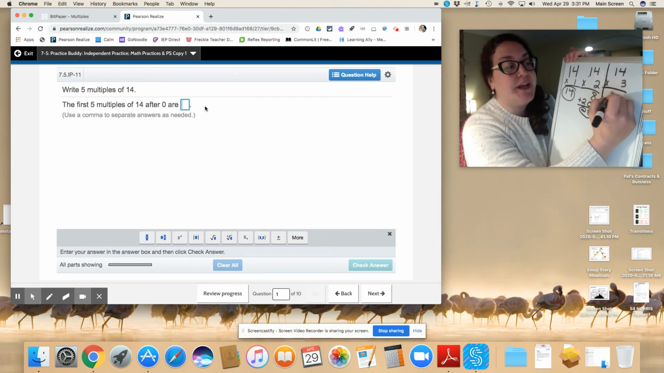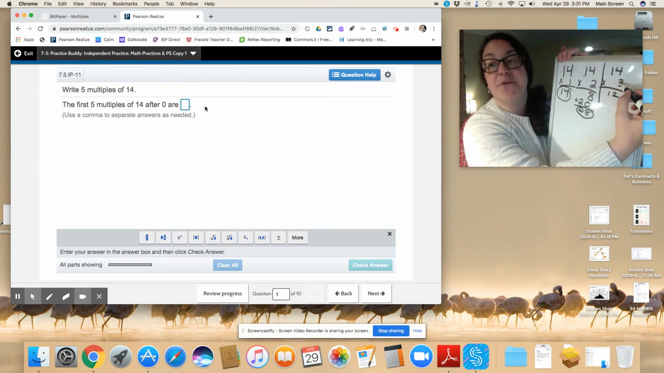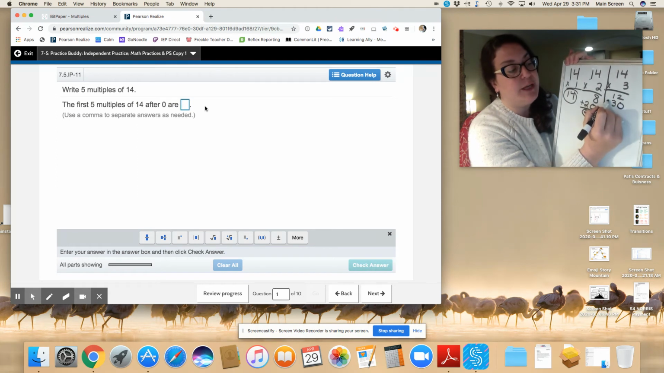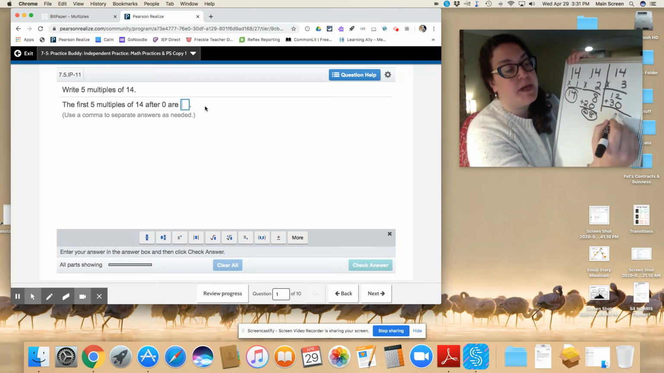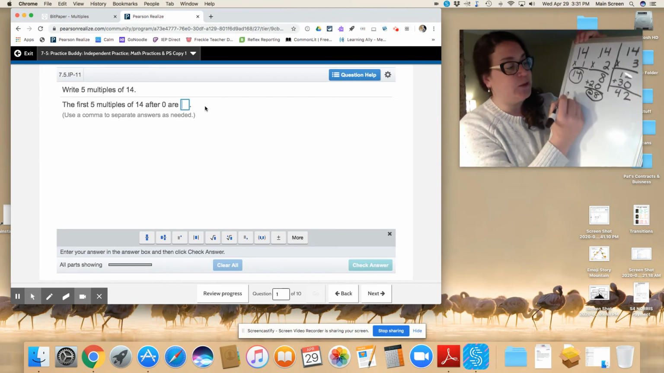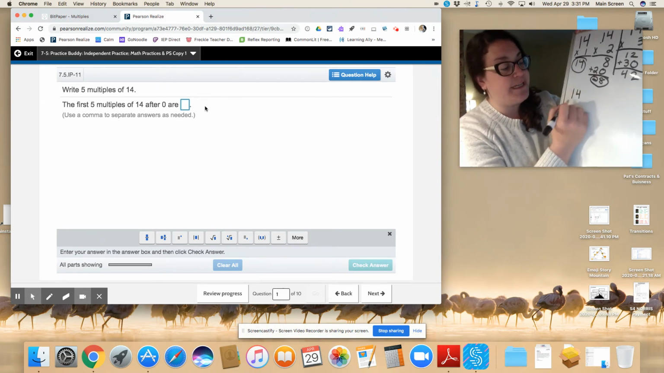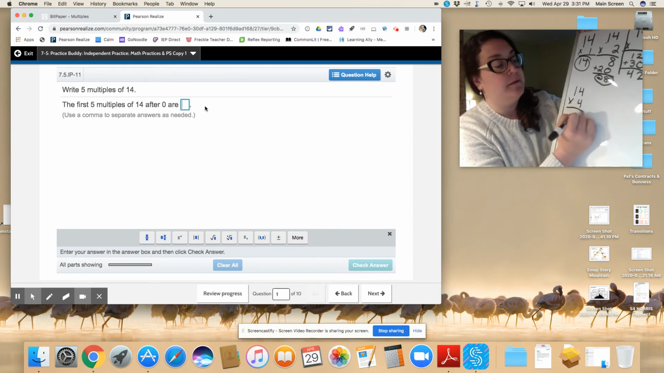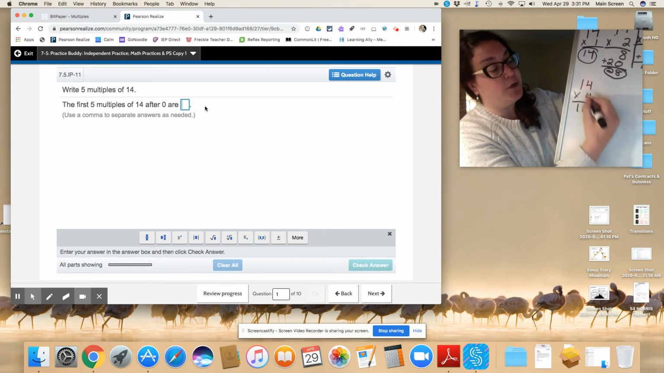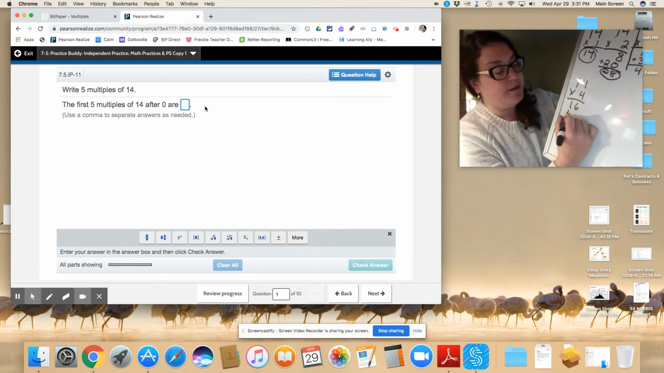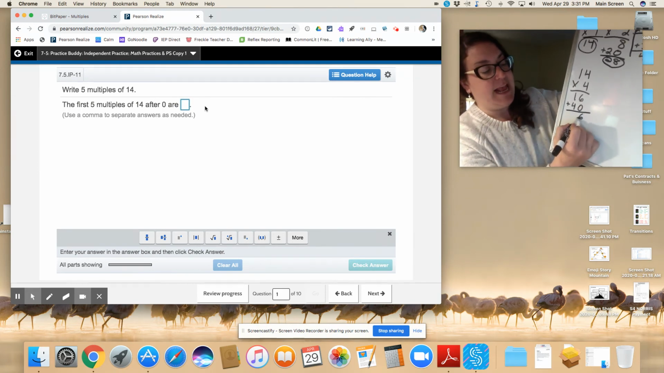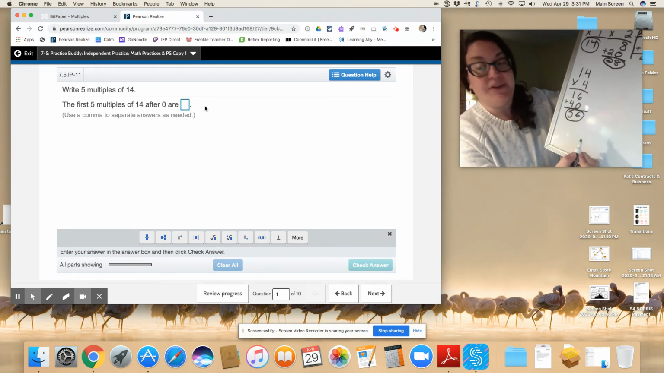4 times 3 is 12. And then 3 times 10 is 30. You add up on the bottom and you get 42. So that's the next one. Then I'm going to go 14 times 4. 4 times 4 is 16. 4 times 10 is 40. So we're going to add that. And I get 56. So there's another multiple.